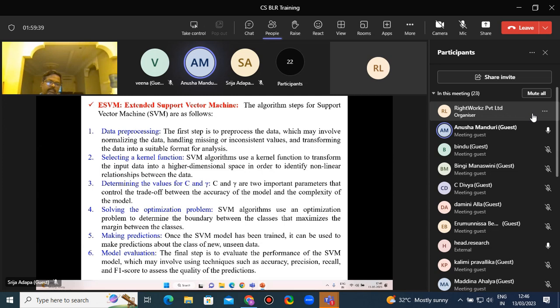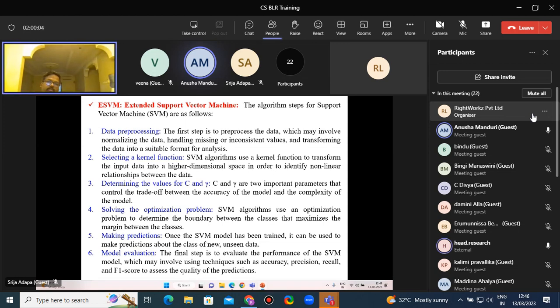The first step is to preprocess the data, which may involve normalizing the data, handling missing or inconsistent values, and transforming the data into a suitable format for analysis. Second one is selecting a kernel function. SVM algorithms use a kernel function to transform the input data into a higher dimensional space in order to identify relationships between the data.